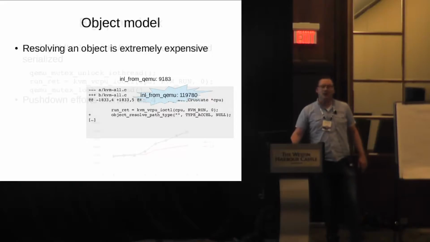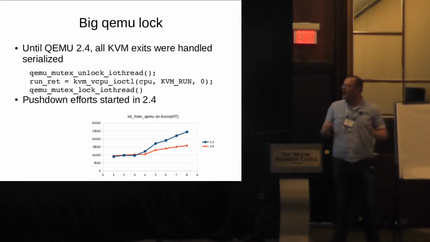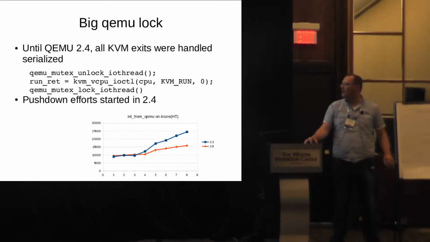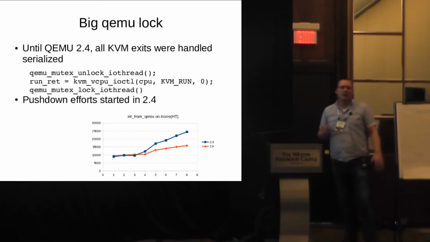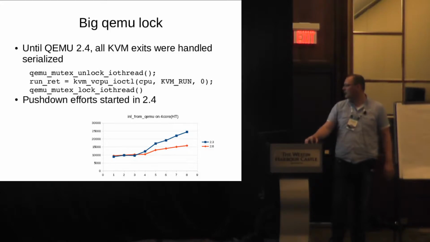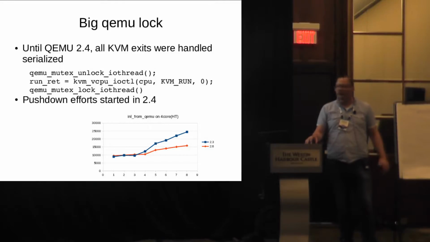Another thing where QEMU is expensive is the big QEMU lock. Until QEMU 2.4, basically everything was protected by a big lock. So whenever you exited the guest from KVM, you took the big QEMU lock. And with 2.4, some kind of push-down effort started to hold that specific lock less often. And I have here some example. The blue line is QEMU 2.3 on an Ivy Bridge with 4 cores and hyperthreading. So I had eight logical cores.